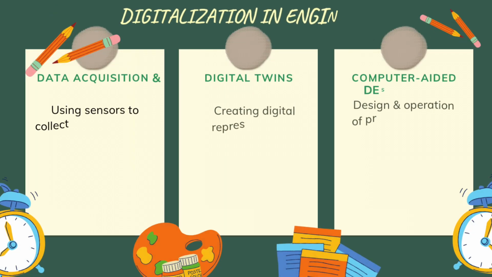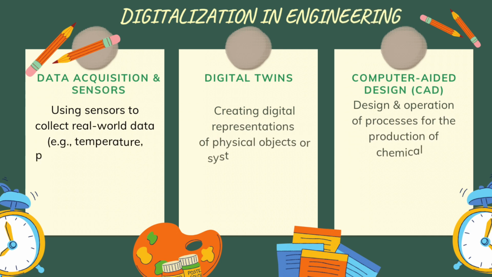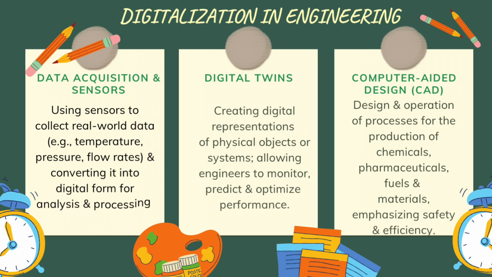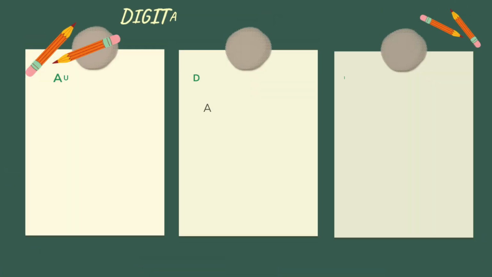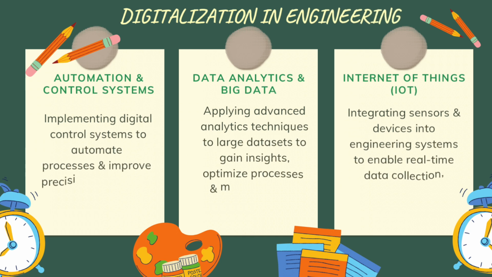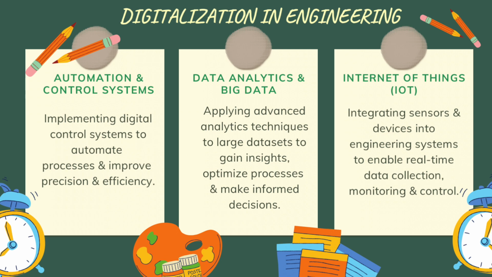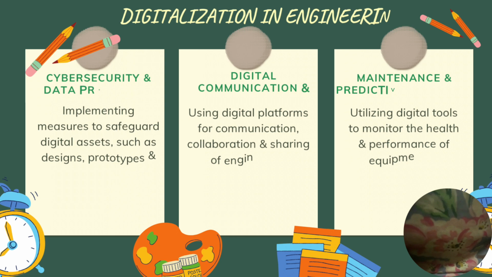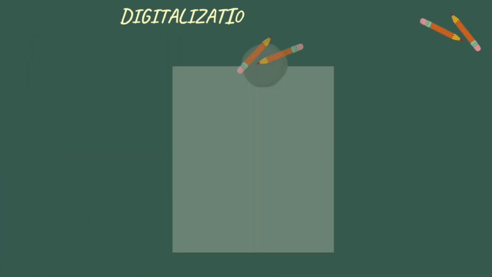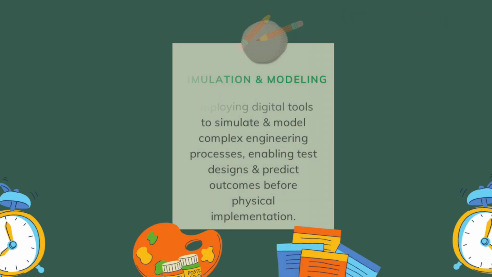Slides 6, 7, 8, and 9 explain about the various aspects of digitalization in engineering. As you can see in slide 6, it explains about the data acquisition and sensors, digital twins, and computer-aided design. Slide 7 explains about automation and control systems, data analytics and big data, and Internet of Things or IoT. Slide 8: cybersecurity and data protection, digital communication and collaboration, maintenance and predictive analytics. And slide 9 is simulation and modeling.